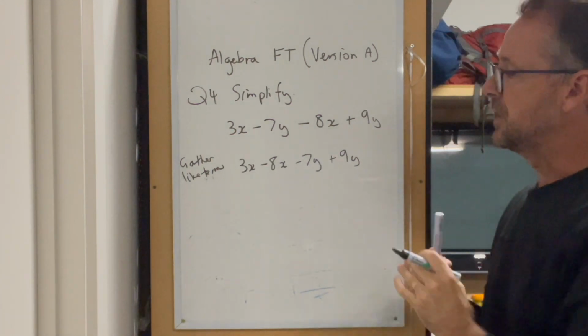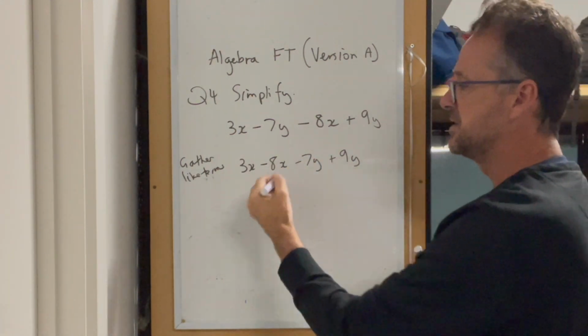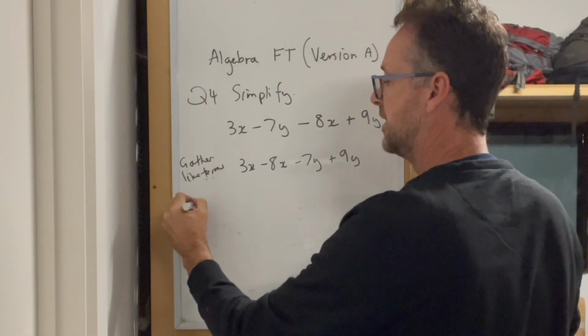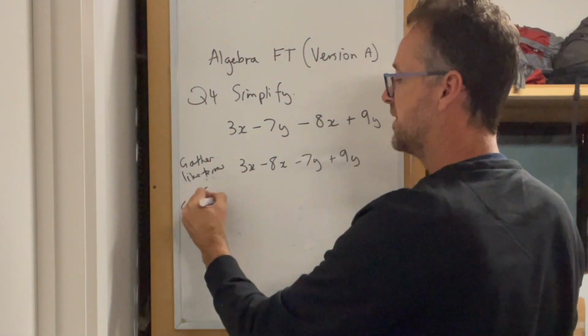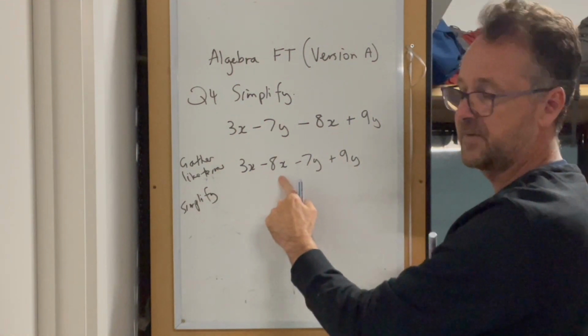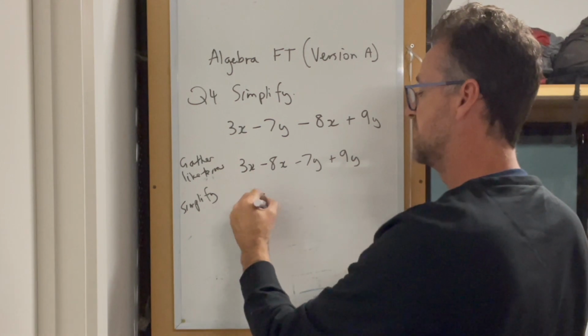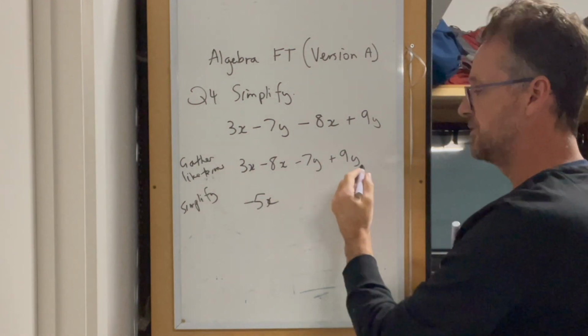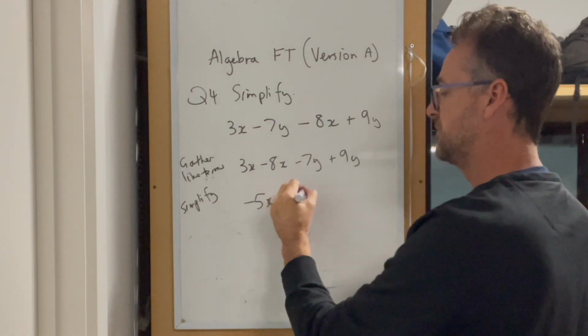Okay. From there, we need to now simplify. Okay. So we simplify as our next step. So 3x take away 5x is negative 5x. And negative 7y plus 9y is going to be positive 2y.